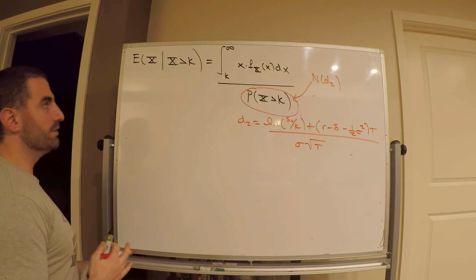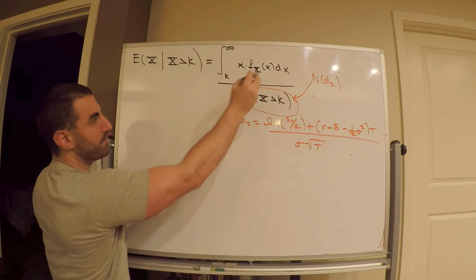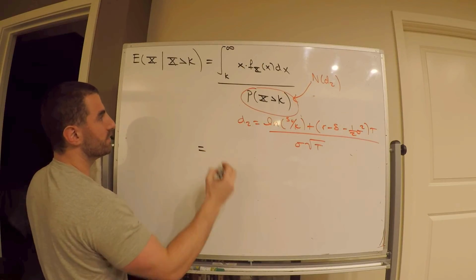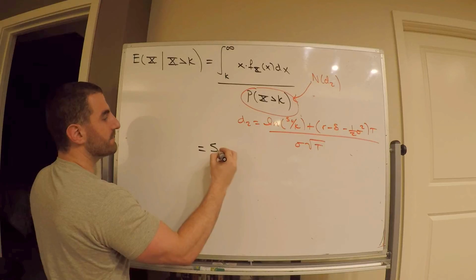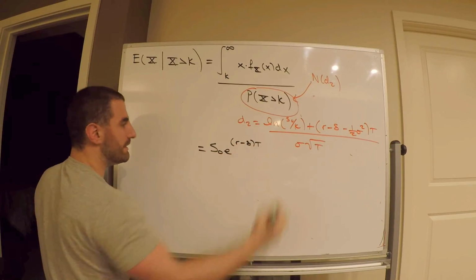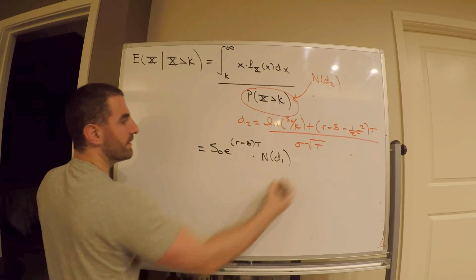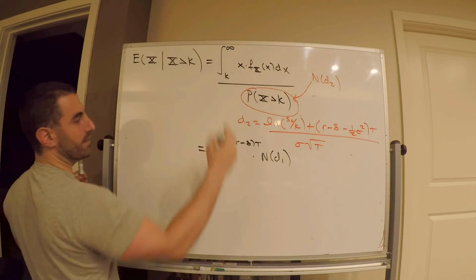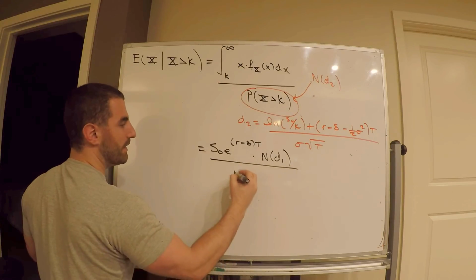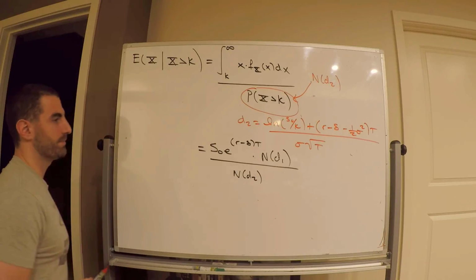If that's n of d2, look what we have. We just computed the numerator. I just spent all that time computing what the numerator is. So this is equal to S0 e to the r minus delta T times n of d1. That was the numerator, divided by n of d2. Ooh, we are right there. We are right there.